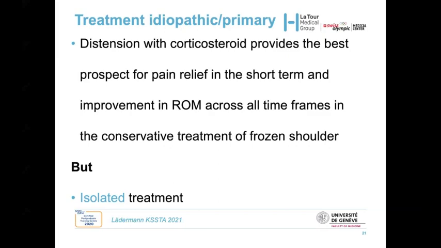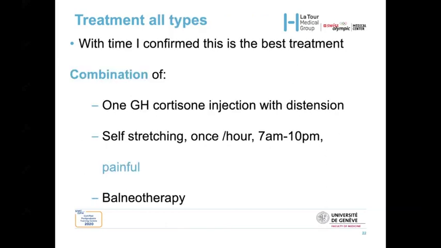But I don't want to have an isolated treatment. I want to have a multitude of treatments, because I think that if you do more treatments, you will have better results. So with time, I would like to confirm that the best treatment is a combination of one glenohumeral injection with distension. Completely agree with Lionel and Neyton. The rotator interval is, for me, something that is virtual, impossible to inject. So it's glenohumeral injection, because this is where the inflammation is.